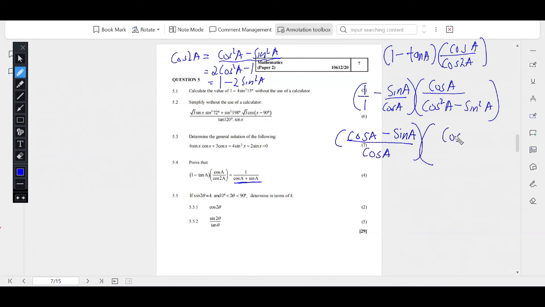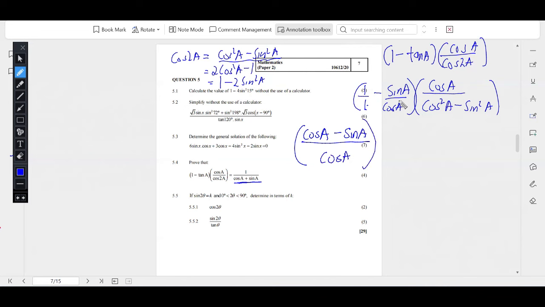And then times cos A over cos squared A minus sine squared A. Note that this is a difference of two squares, so it can be written as cos A minus sine A, and then in brackets cos A plus sine A. Let me make space and write it properly. Remember, from this I got cos A from cos A times 1, and then 1 times sine A is minus sine A, and the denominator is 1 times cos A, so that's over cos A. So what I've written here is similar to this. It's just that now I have simplified.